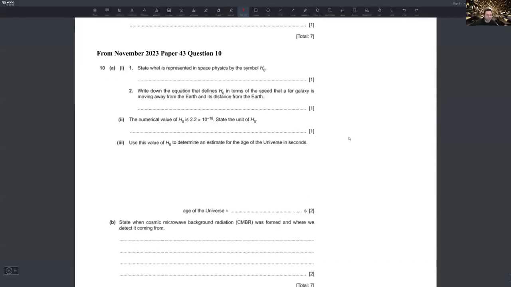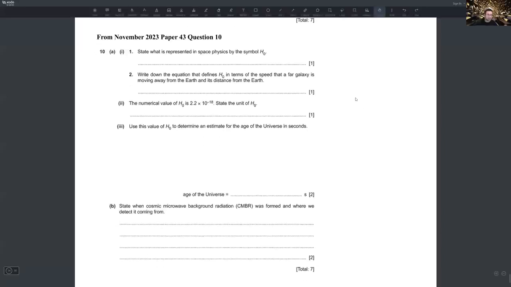Come on now, because this session has gone on too long. But this was another hard question. State what is represented in space physics by the symbol H0. What is H0? What is represented by H0? It's the Hubble constant. Not bubble, okay? It's not bubble, it's Hubble constant.